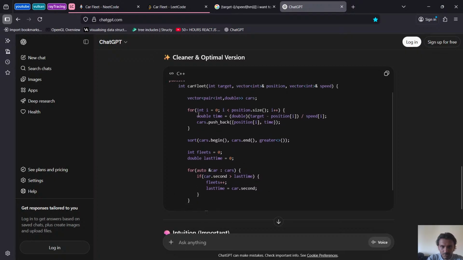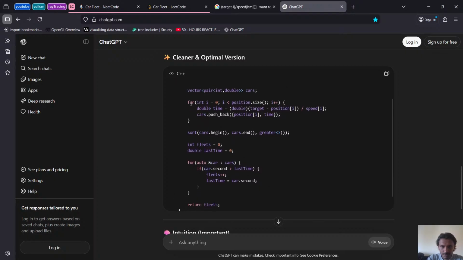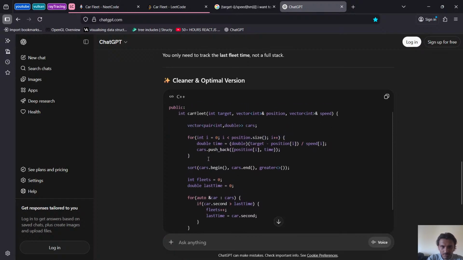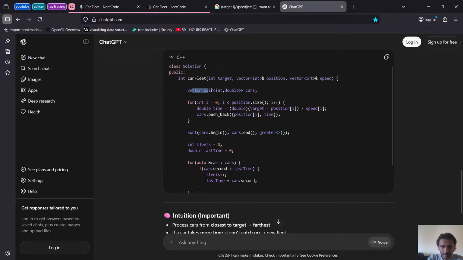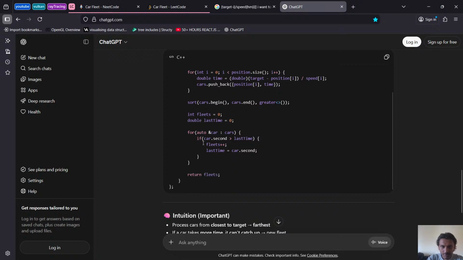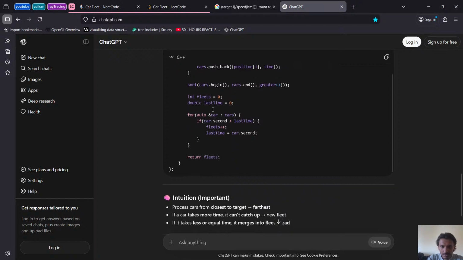So what we do is position, then we create this. So first what we're doing is calculating the time for each, then we're sorting the cars based on position, then we have fleet and double last. So for each car, if car.second is greater than last.